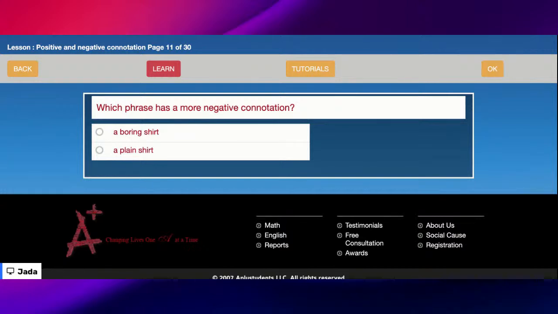More negative, boring shirt or plain shirt? A boring shirt or plain shirt? Which is more negative? Is it a boring shirt or plain shirt? Which one?